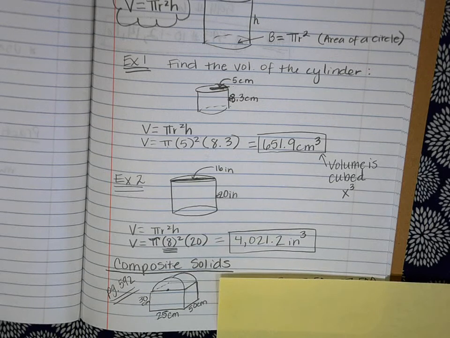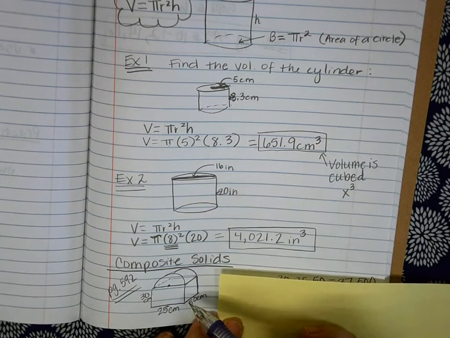Whenever we find the volume of these composite figures, we have to find the volume of each shape and then add them together. Do you remember doing this in 7th grade? No. You might have done it more with area, where you had maybe a house. It was a square with a rectangle, and you had to find the area of the two and add them together.